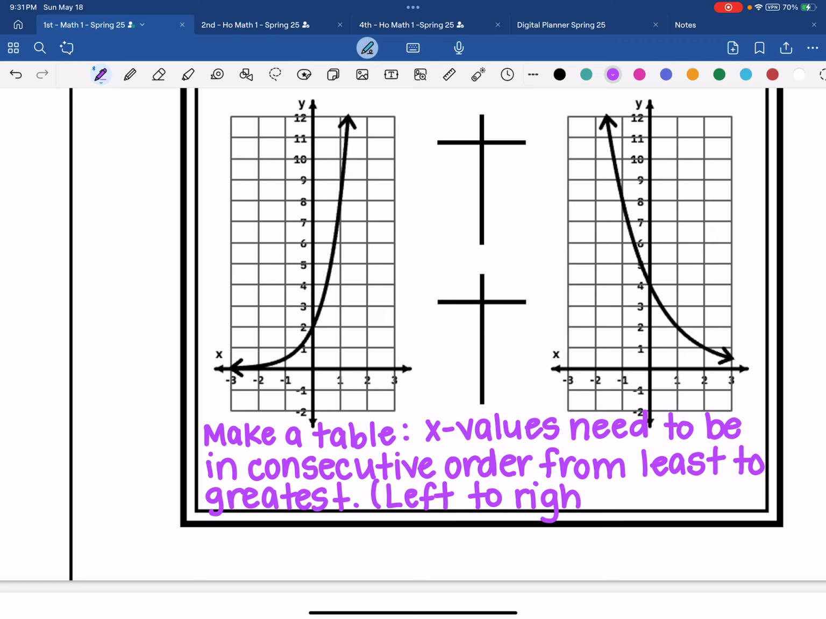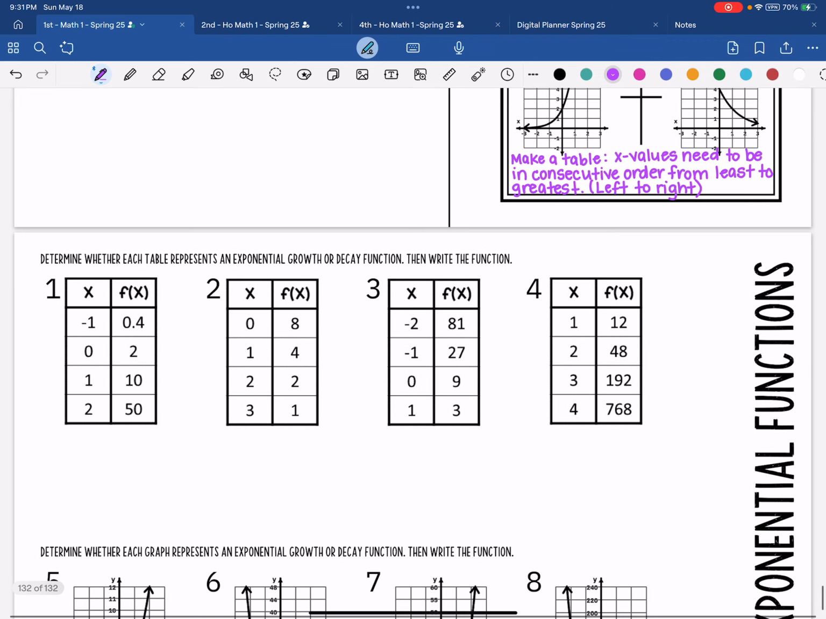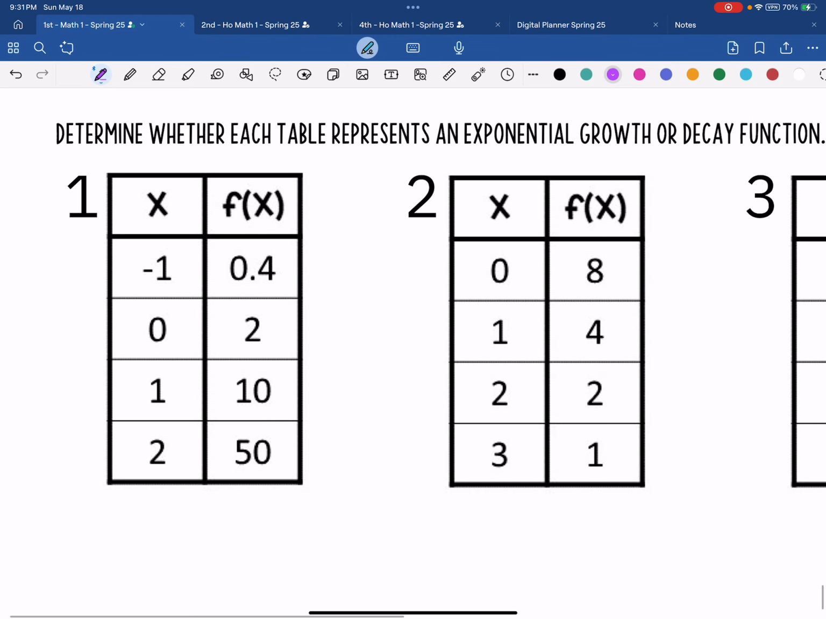Okay? So we're going to start with tables. We're going to go ahead and flip these over. So these are the examples. We're going to identify the A and the B, and then identify whether it's growth or decay and write the function. So looking at number 1, first I'm going to identify the A value. Remember, the A value is when X is 0. So I have X is 0, therefore my A value is 2. So A equals 2.